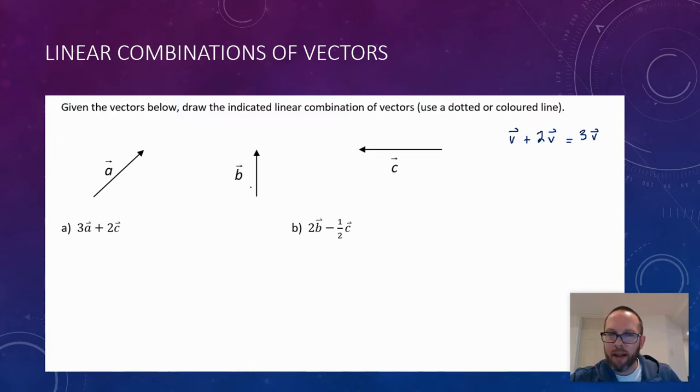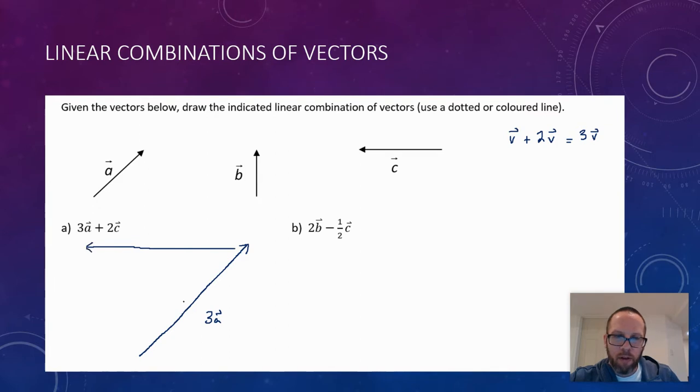But in cases like this, where a, b, and c are all pointing in different directions, we can't simplify that algebraically, but we can draw them. So 3a plus 2c. For the sake of space, I think I can fit this in. Okay, so 3a is just in the same direction as a, just a lot longer. I'm not sure if that's exactly 3 times a. I'm not getting the ruler out. Plus 2 times c. So c is going to the left, and I'll go to the left like so.